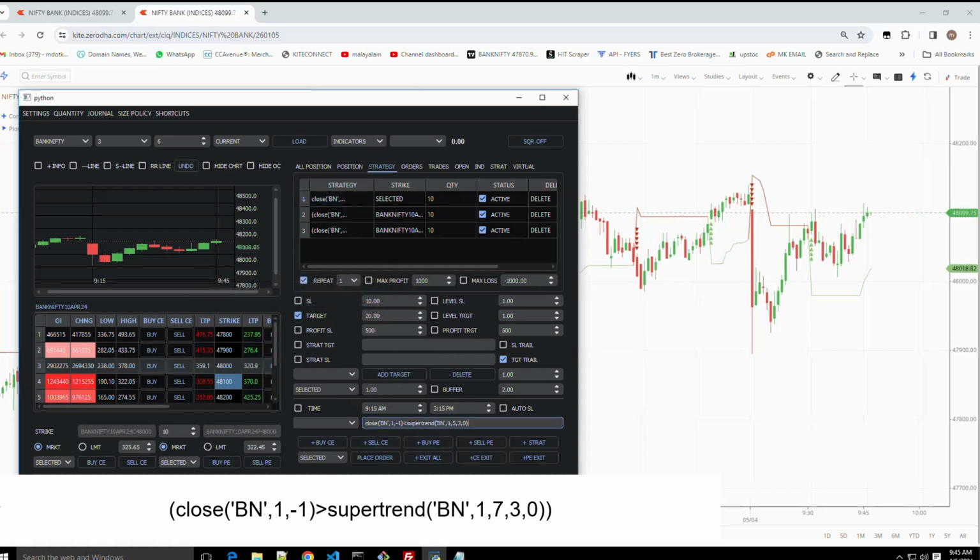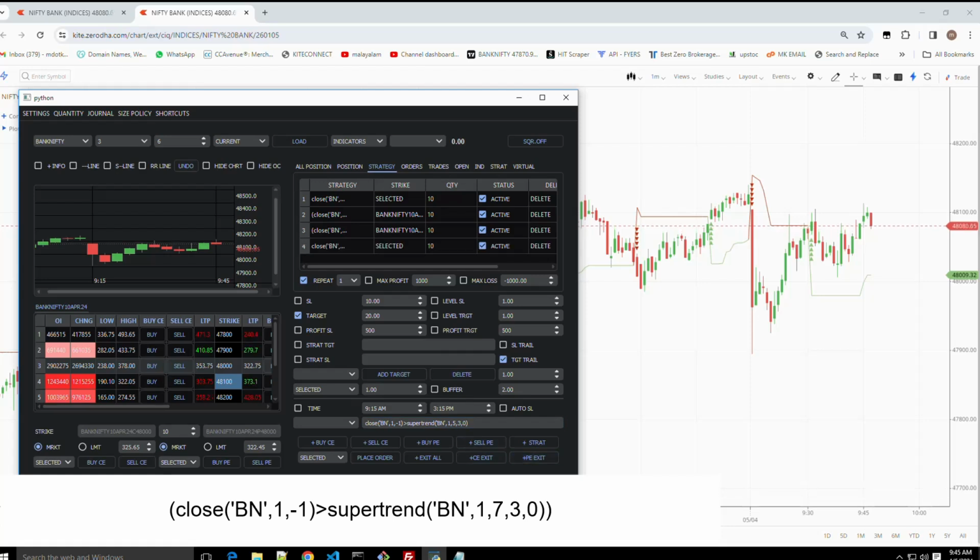Close of Bank Nifty. Previous candle close should be below super trend, now it should be above. When Bank Nifty is closed above, one candle closed above the super trend, we will exit the order. Okay, exit.